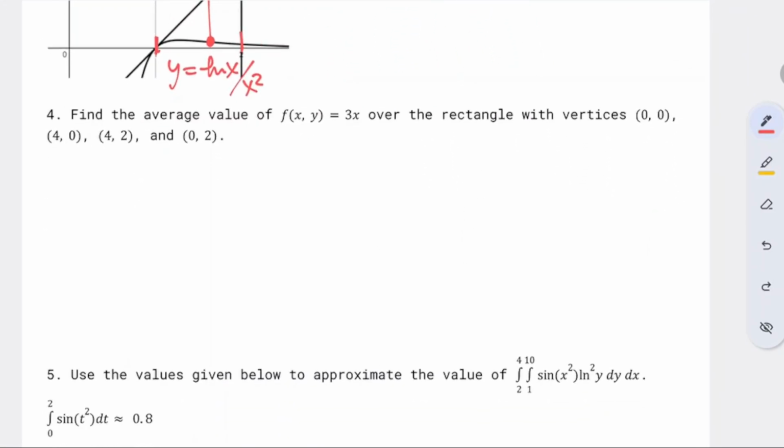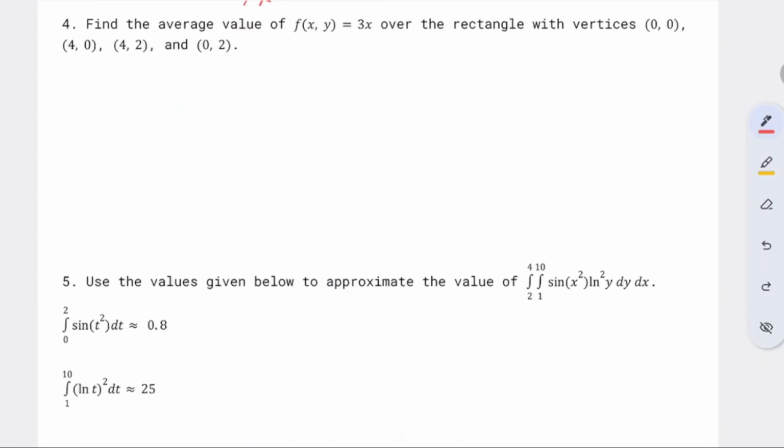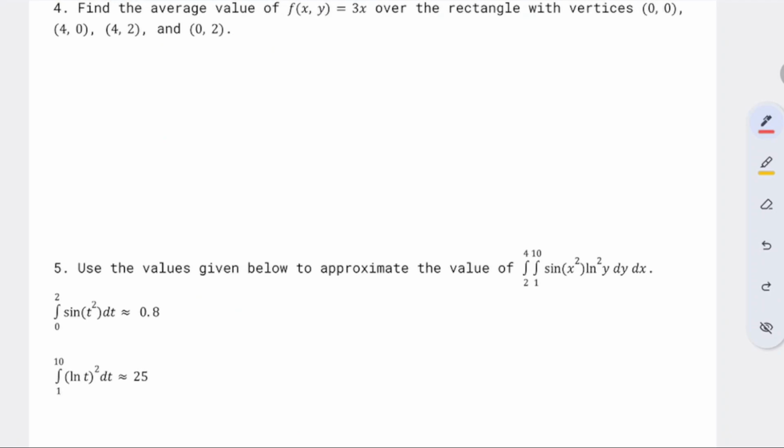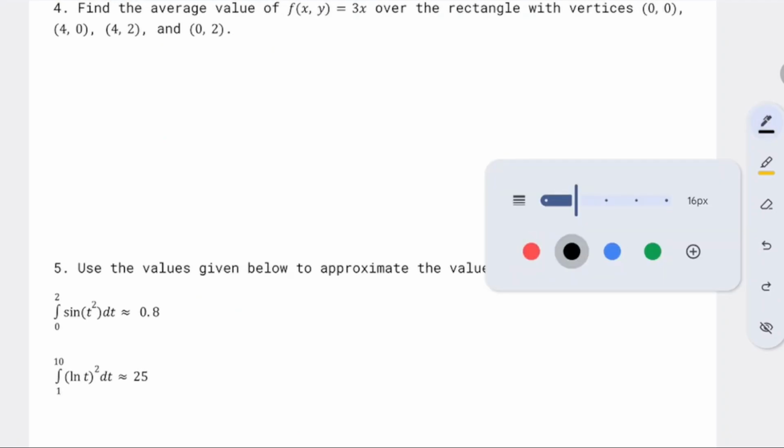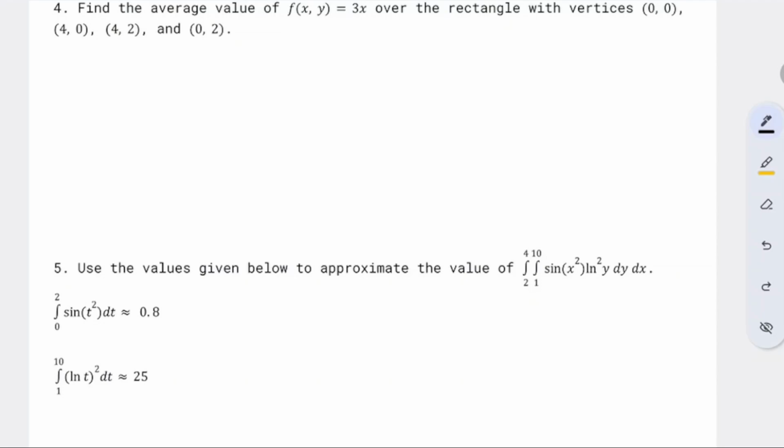Average value over a rectangle. That was something I definitely forgot to mention when I was doing the lesson this year, but hopefully you know that the average value of a function over a rectangle is going to be, we're going to double integrate that function and then divide by the area of the region that we're integrating over. So vertices at the origin, 4, 0, 4, 2, and 0, 2. That's my region of integration.